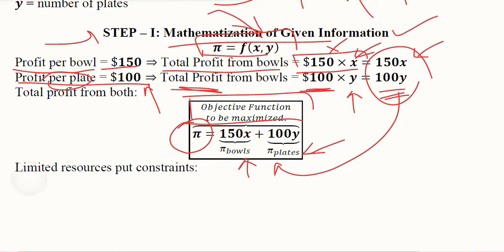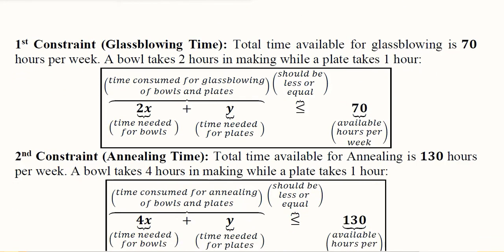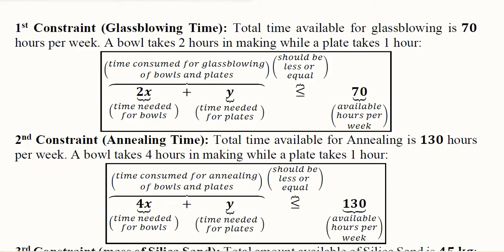Now we know that limited resources are imposing constraints, and let us see what sort of constraints we have. The first constraint is of glass blowing time, because we know that this process or any other process in a factory or a firm cannot just happen 24/7. There has to be certain time which is allotted to each activity, and here 70 hours are allotted to the activity of glass blowing, not more than that, maybe less than that, at maximum equal to 70 hours per week, but not more than 70 hours per week.